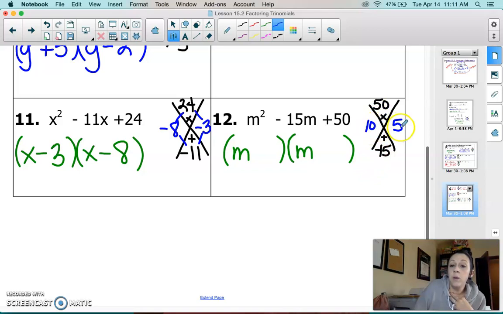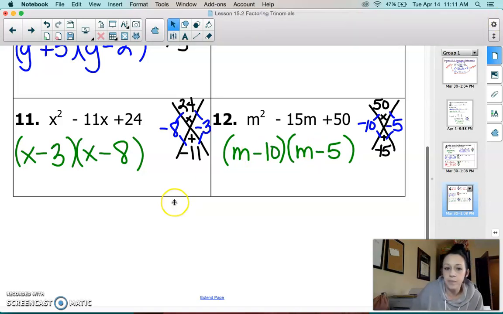So the only way to multiply and get a positive is if you have 2 positives or 2 negatives. So negative 10 times negative 5 is positive 50, and negative 10 plus negative 5 is negative 15. So cool, we've got it. These all work, and so we need a negative 10 and a negative 5.